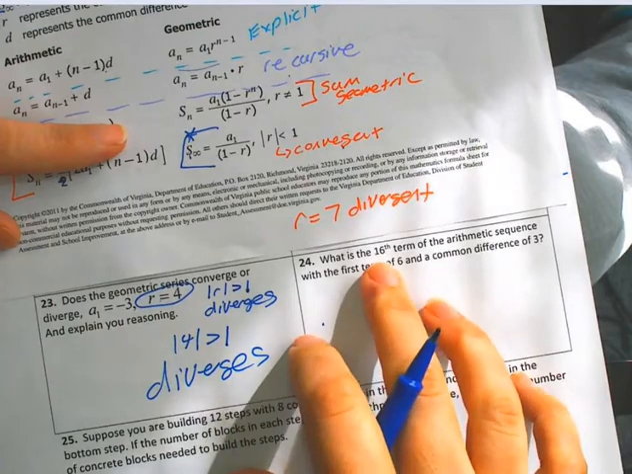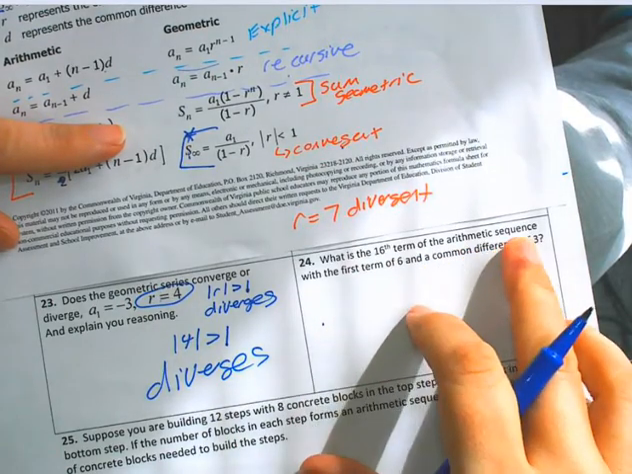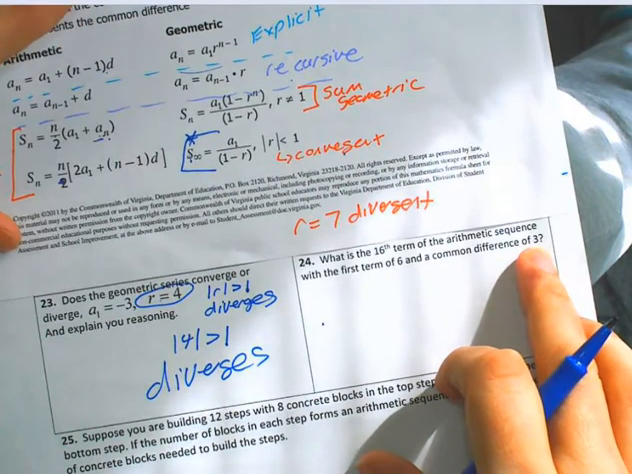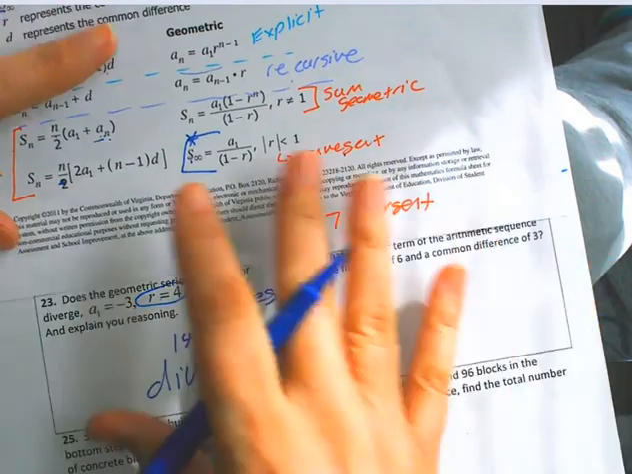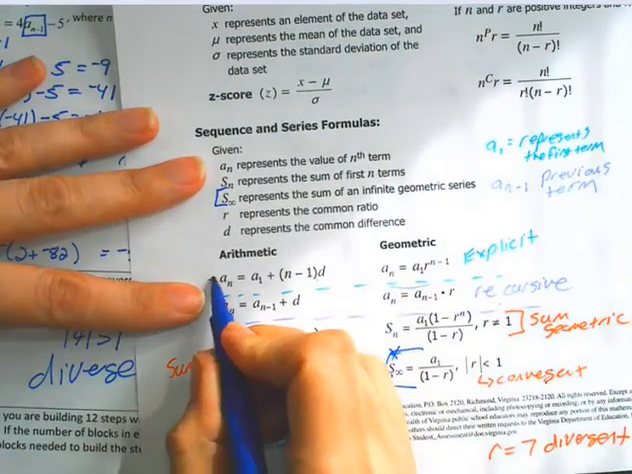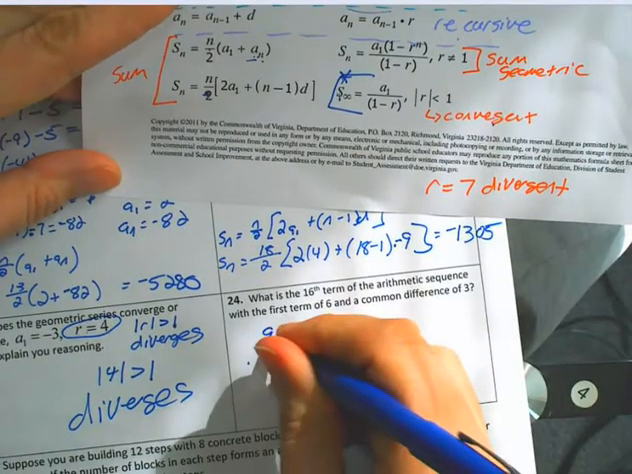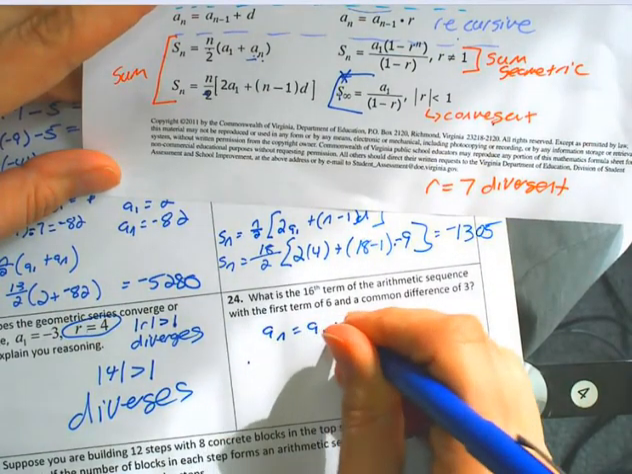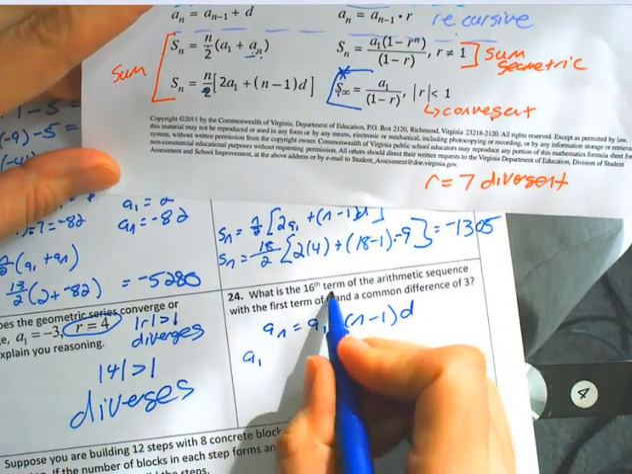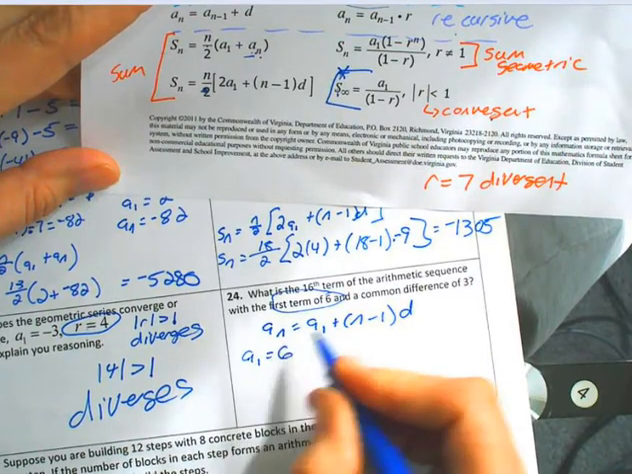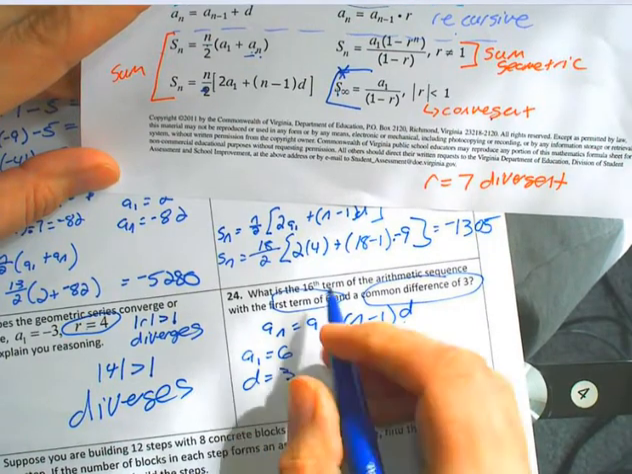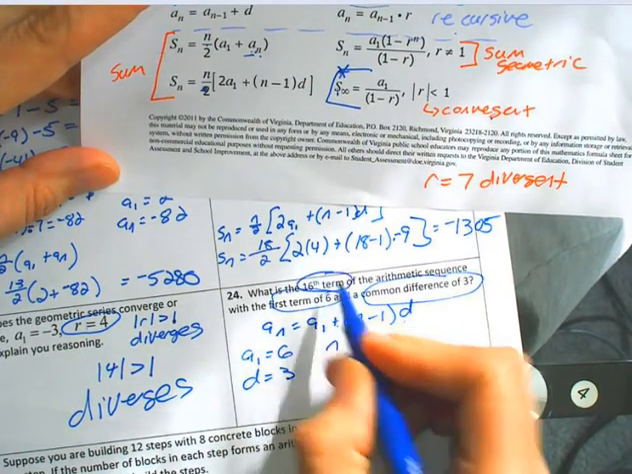What is the 16th term of the arithmetic sequence with the first term of 6 and a common difference of 3? Okay, so it's not asking for sum. It's not saying anything about recursive, which means if I'm arithmetic, I'm going to use this formula right here. So a sub n equals a1 plus n minus 1 times d. a1, first term. They told me first term is 6. Common difference, that's my d. And then n says the 16th term.